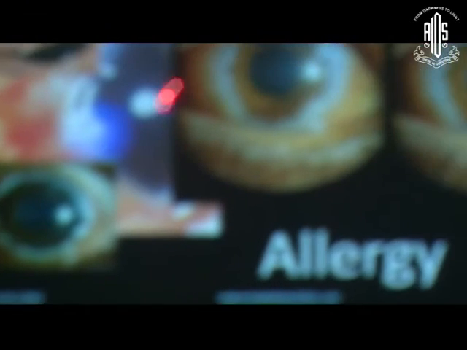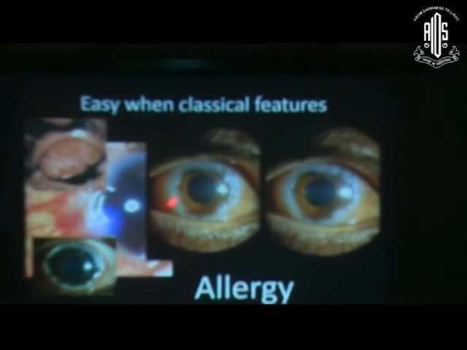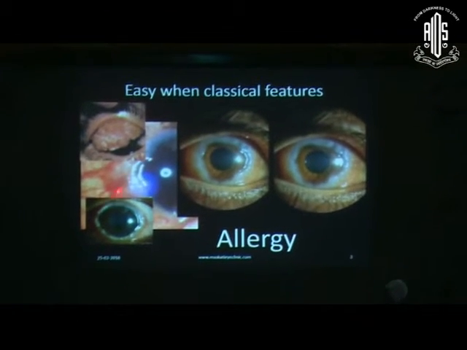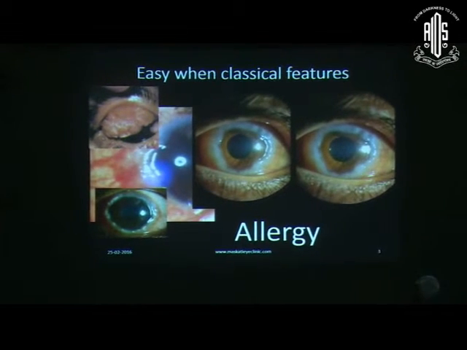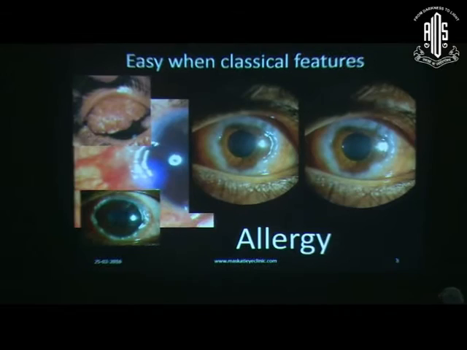So it's easy when there are classical features. To make them less classical, they put on the lights. But if you had the lights off, the features would be more classical. You get giant papillae over here, you get this ring thing over here of allergic conjunctivitis. So it becomes very easy that this is an allergic patient that you're dealing with, and you can treat it as per allergy.